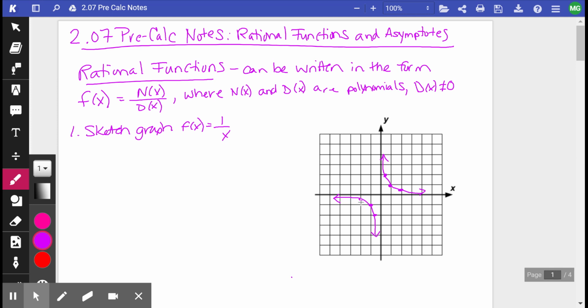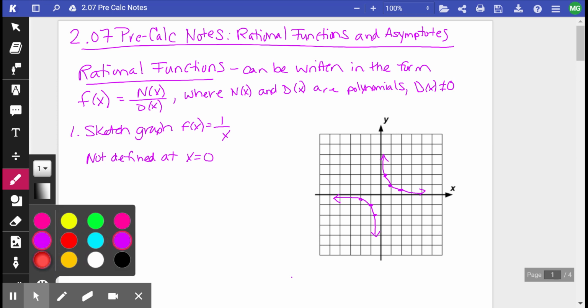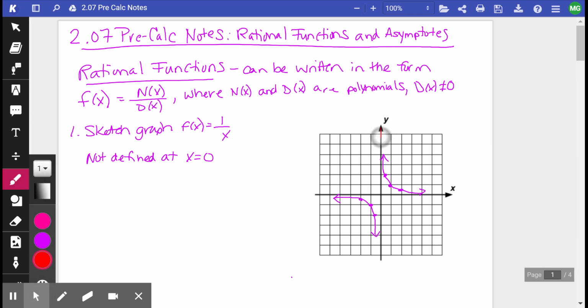So we realize here that we cannot have a 0 in the denominator. So this is not defined at x equals 0. So here is x equals 0. Same with our y-axis. So that's why you have an asymptote there, is because it's not defined by that.